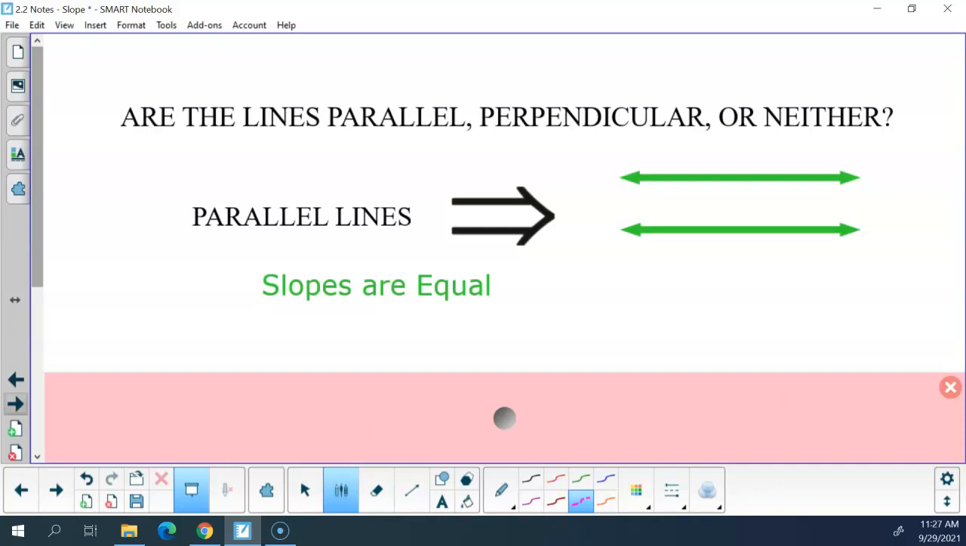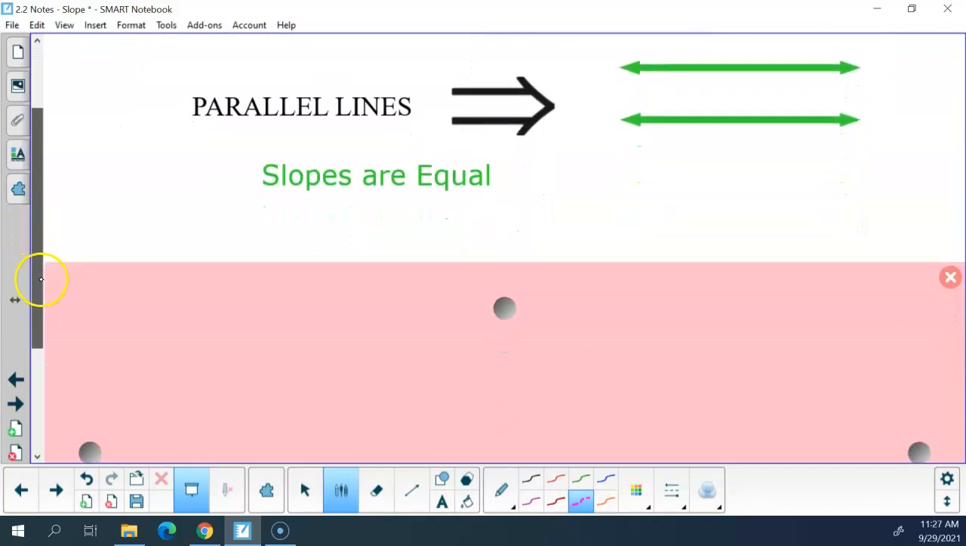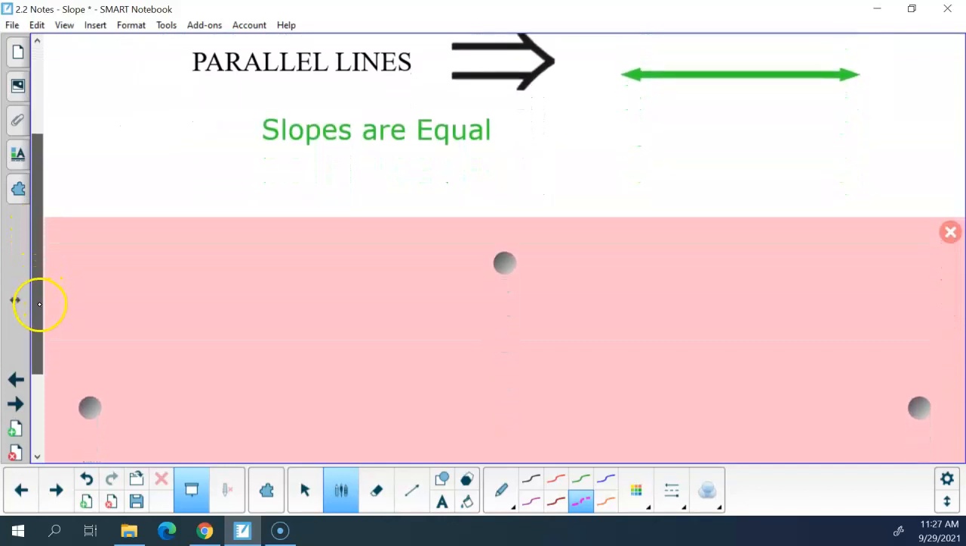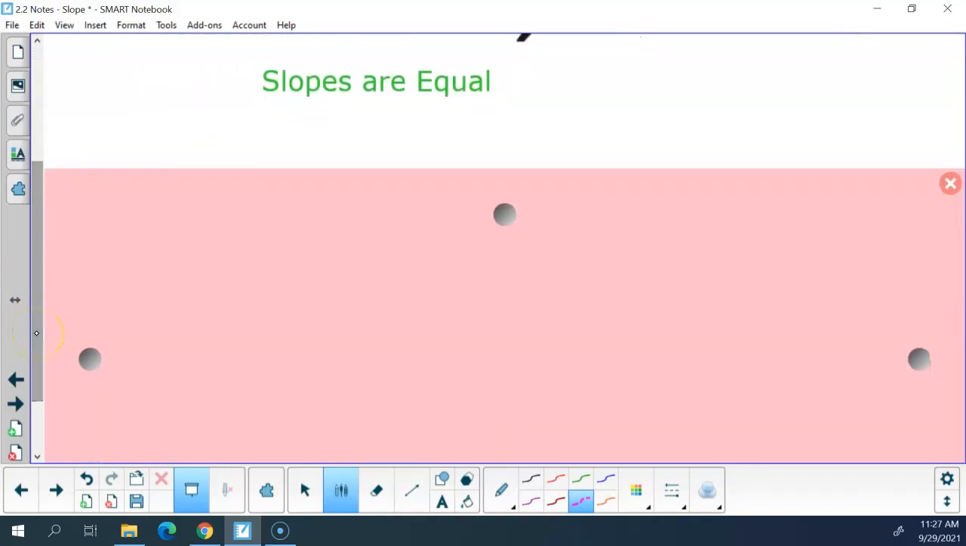Real world example of parallel lines? Train tracks. Roads. The lines on the roads. Pretty sure roads intersect, but the lines on the road. We could do roads too, right?